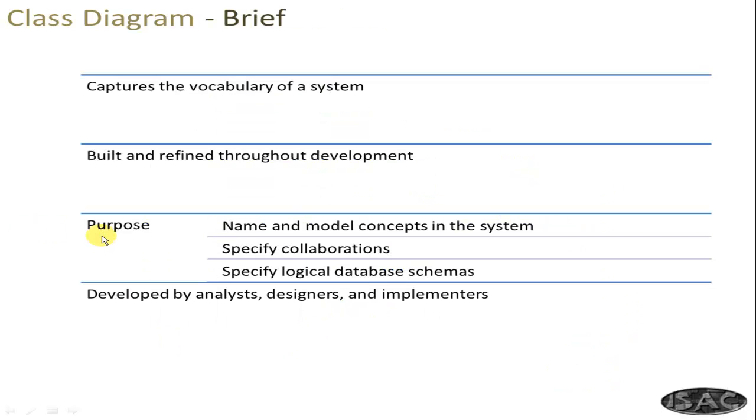What exactly does a class diagram capture? It captures the vocabulary of a system. It helps you to build and refine throughout development. Purpose is to name and model concepts in the system, specify collaborations, and specify a logical database schema. It is developed by analysts, designers, and implementers.